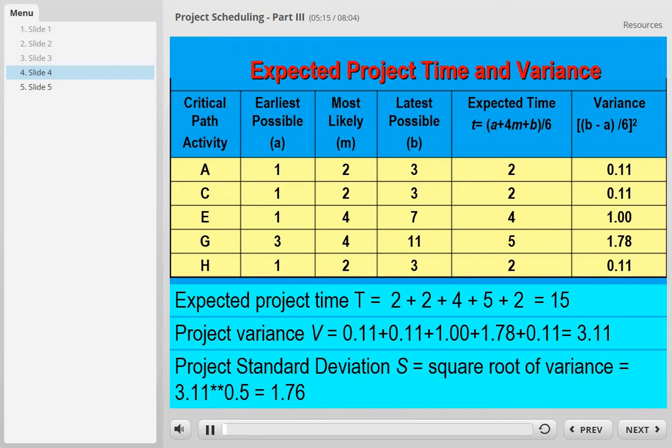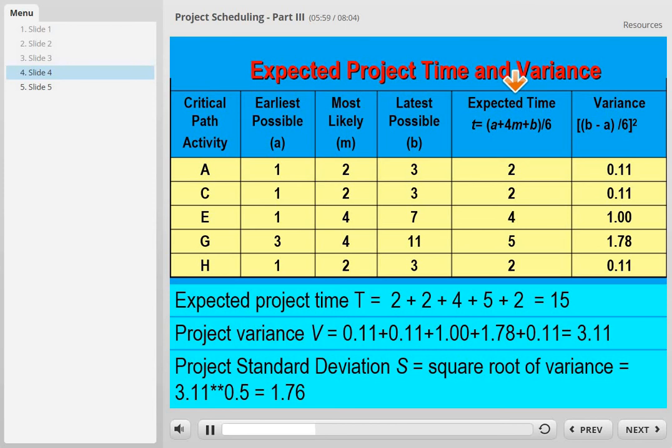From our earlier work, we have this critical path for the Milwaukee General Hospital project. It is ACEGH. So it's in this column. And these three columns are the corresponding earliest possible time, most likely time, latest possible time for the activities on the critical path. So basically, we take out the critical path part of our last table, and this part is the expected time for critical path activities.